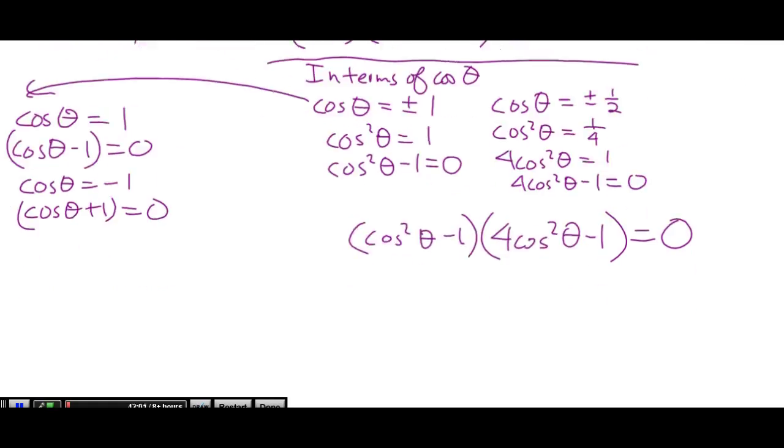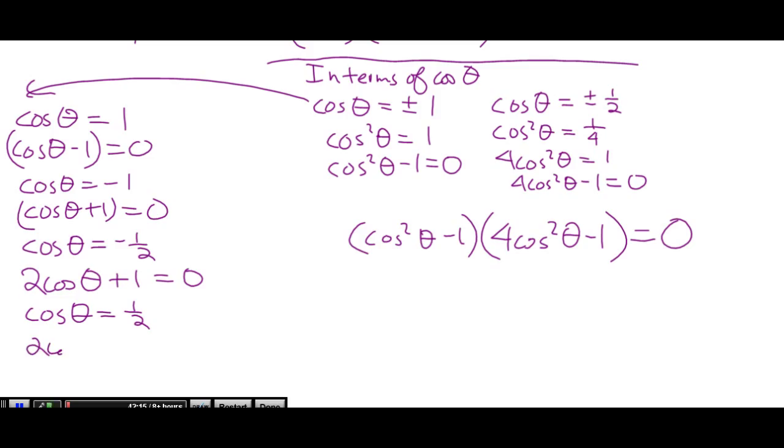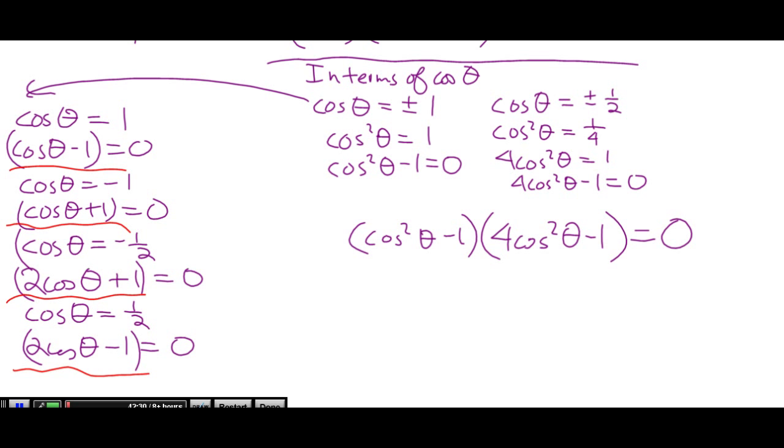You could say cos theta is equal to negative 1/2, so that'll work out to 2 cos theta plus 1. And you could say cos theta is equal to 1/2, which gives you 2 cos theta minus 1. So here are your factors: 2 cos theta minus 1, 2 cos theta plus 1. Okay, and I've really just combined these. So cos theta minus 1, cos theta plus 1 gives you cos squared theta minus 1. And 2 cos theta plus 1, 2 cos theta minus 1 gives you the 4 cos squared theta minus 1.